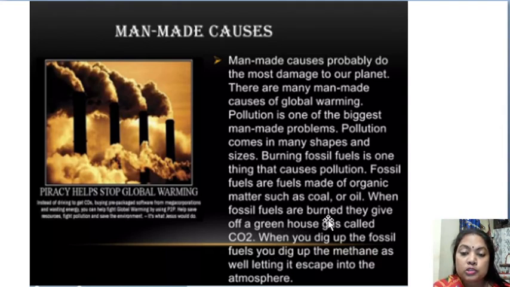So we use fossil fuel in our automobiles. Nowadays, due to our change in lifestyle, the number of automobiles per person is increasing. That's why the release of carbon dioxide to the atmosphere is also increasing, isn't it? So when you dig up the fossil fuel, you dig up the methane as well, letting it escape into the atmosphere.